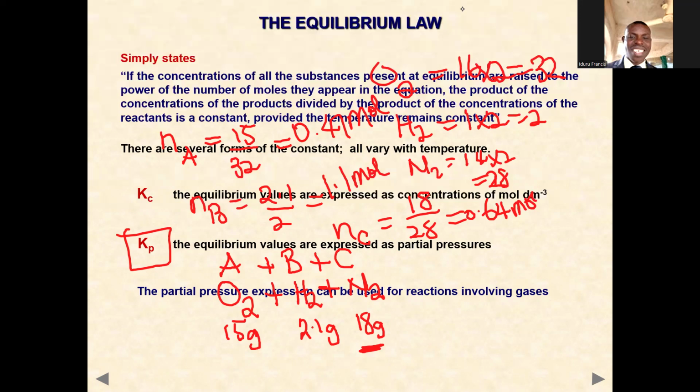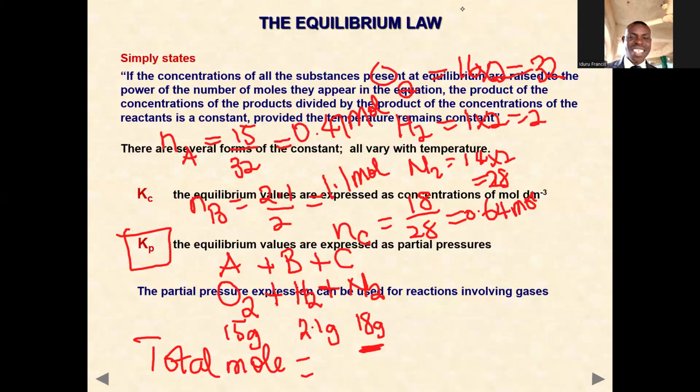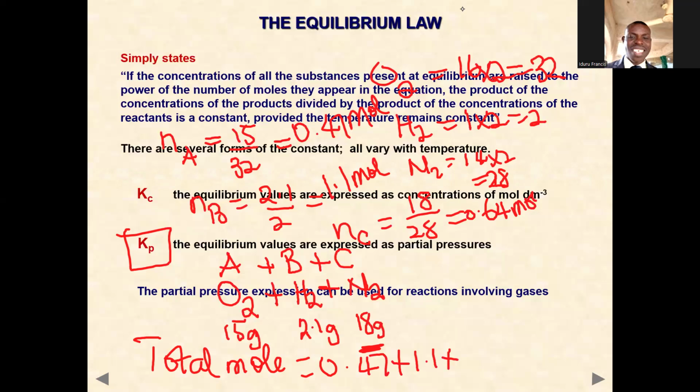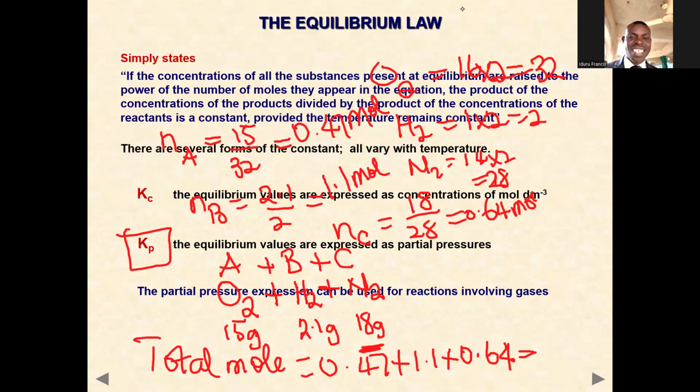I'm teaching you AS now. I've gone beyond your IGCSE to AS now. So total mole, you have to add them all together. The total mole will now be 0.47 plus 1.1 plus 0.64. You add it together. That'll be 2.16 mole. All right. So from this mole, you can calculate the partial pressure of each of the gases.